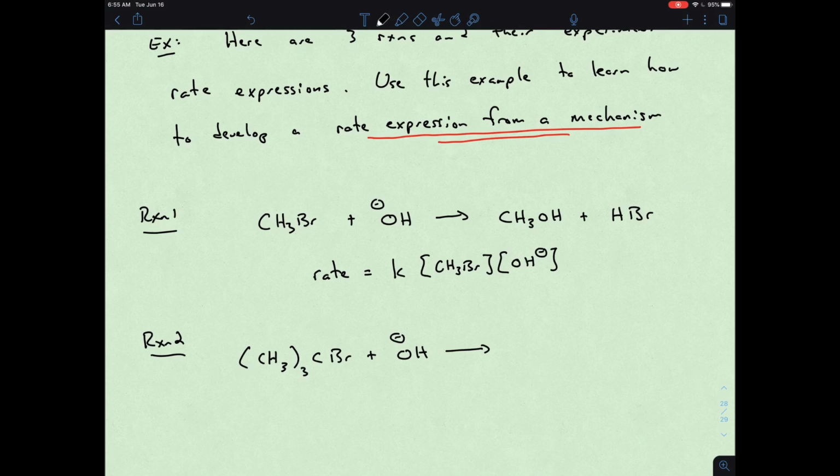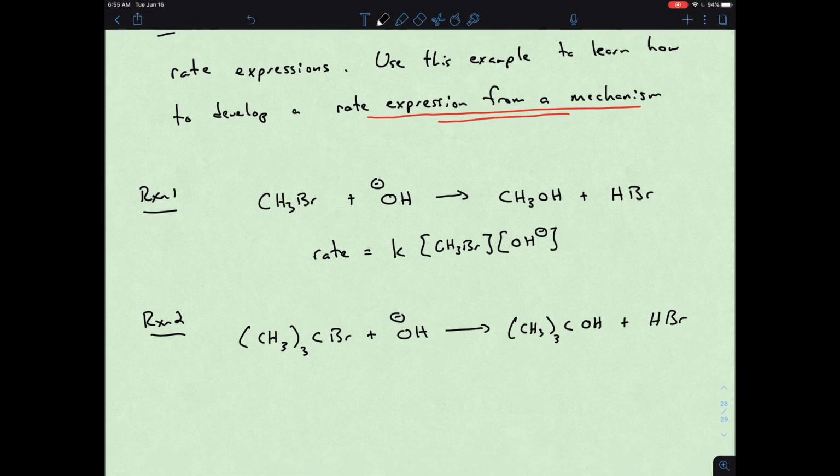So I still have this C-H, this carbon-bromine bond, and it's very similar to the molecule that we have above. Then we find the substitution that we see is very similar to what we had above as well. The OH swaps for the Br, and that's how we get transferred over to product. So we would expect the same rate expression.